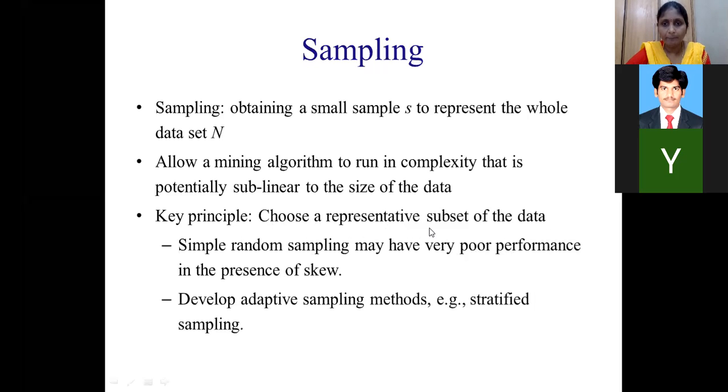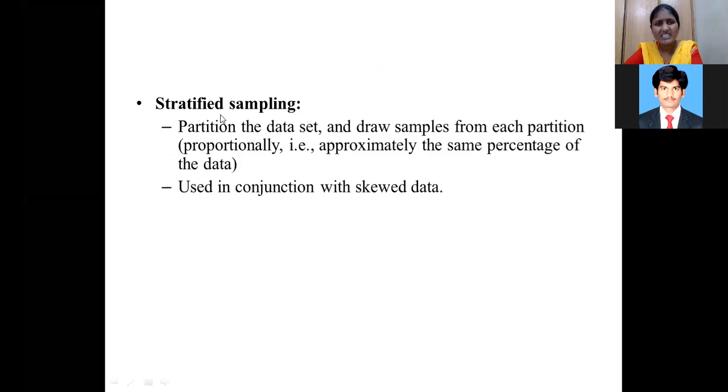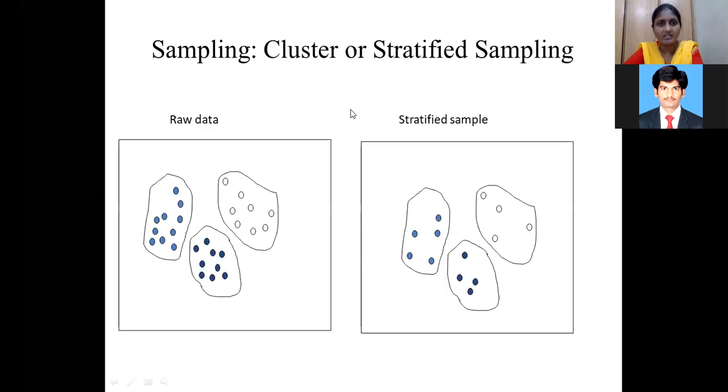We are choosing a representative subset of the data. That means in a given data set N, we are going to take a subset of the data which will give the same result as the total data set N. So what are the methods we have? Simple random sampling, sampling without replacement, sampling with replacement, and stratified sampling. These are the things we discussed in the last class. So this is the example.